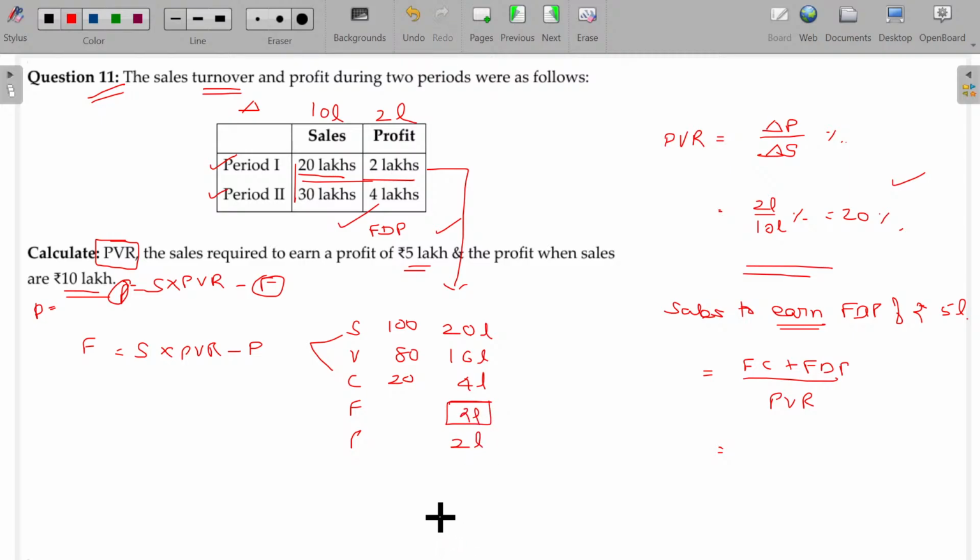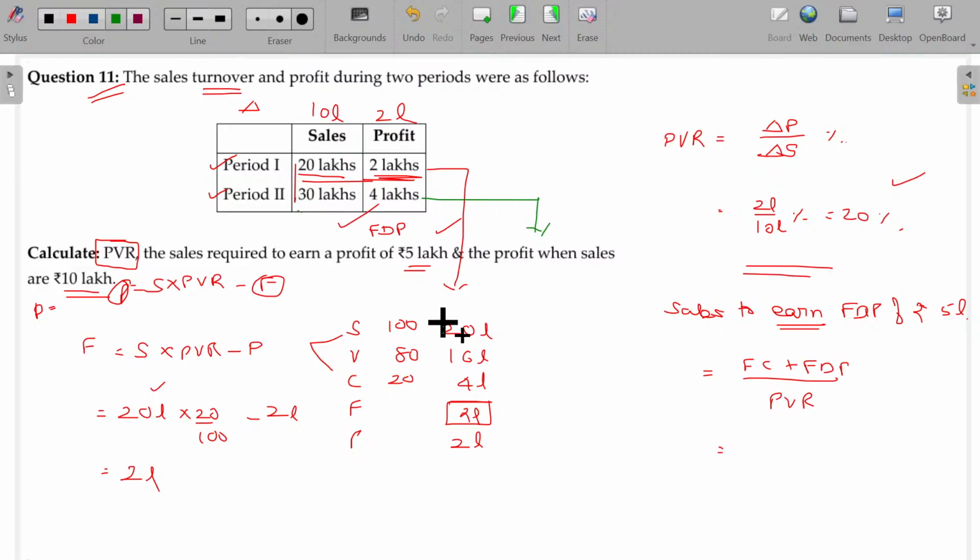Okay, you can get the fixed cost in tabular model also, or you can use this formula also. If you use the formula, sales being 20 lakhs, PVR being 20%, profit for the period 1, you can take any one of the period sales, either period 1 sales or period 2 sales, you will get the answer without any problem. So 20 lakhs into 20% and period 1's profit being 2 lakhs, if I subtract, then also you get the 2 lakhs. Sir, can I use the period 2 data, sir? Yeah, of course, if you use period 2 data, you will get the same fixed cost here.